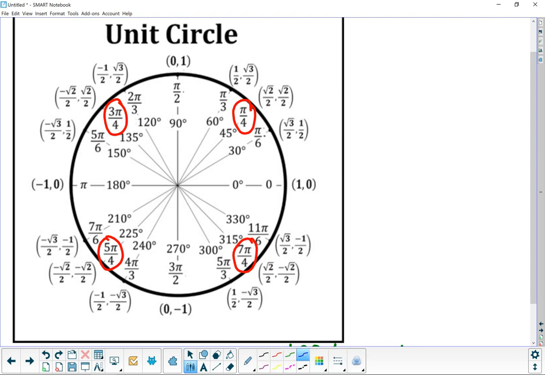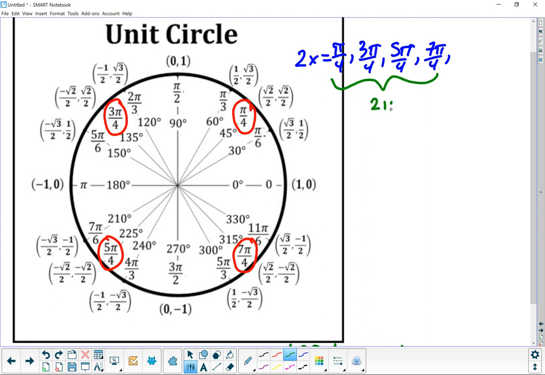So my answers are, and that was 2x. So 2x equals, and for the first round, we got pi over 4, 3 pi over 4, 5 pi over 4, and 7 pi over 4. So 1, 3, 5, 7. All of that is from 0 all the way to 2 pi, so that's one whole period. And then we got to do another one because we got to go all the way to 4 pi.